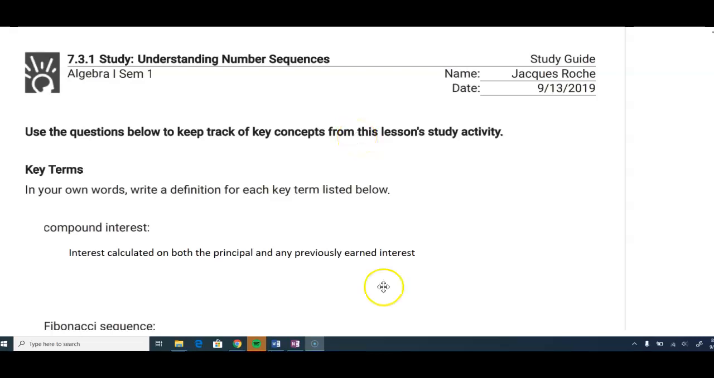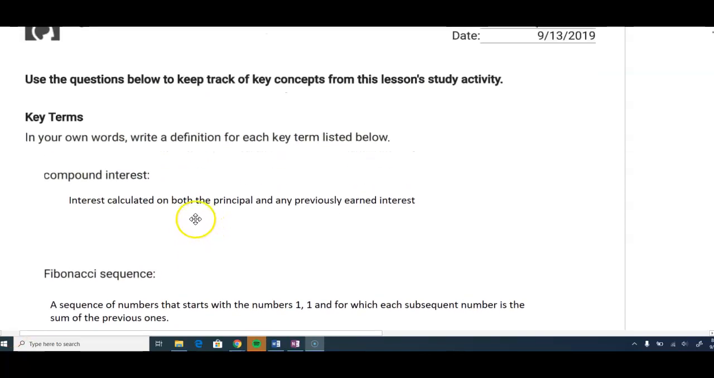Alright, so this lesson is 7.3, and this takes and pulls all your sequences together. Some are real familiar, some are new. Okay, so let's take a look.